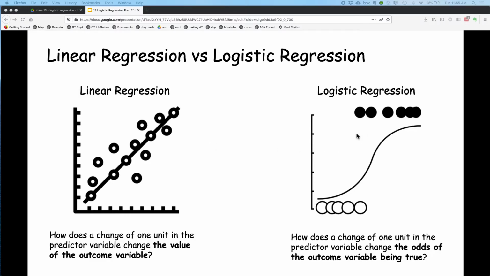This is what logistic regression looks like. So we only have two possible values for our outcome, either yes or no, true or false, 1 or 0. So we can't have a straight line. And what we're interested in is whether the value of this predictor variable makes a value of 1 or true or yes more or less likely.